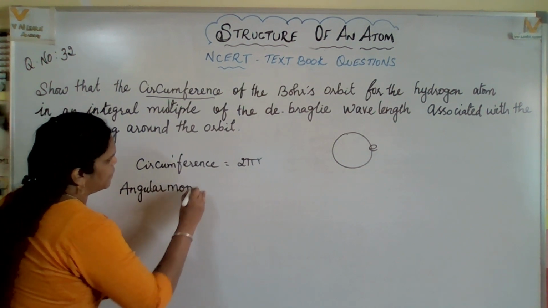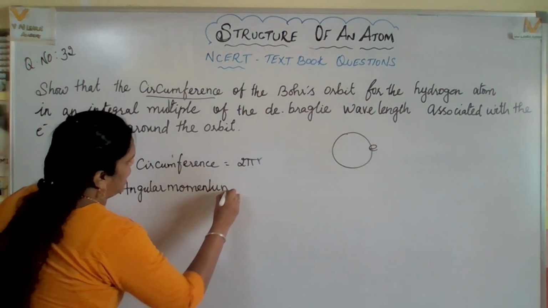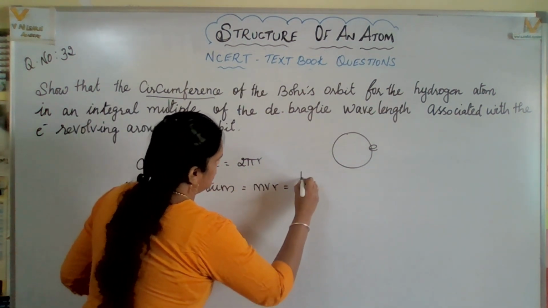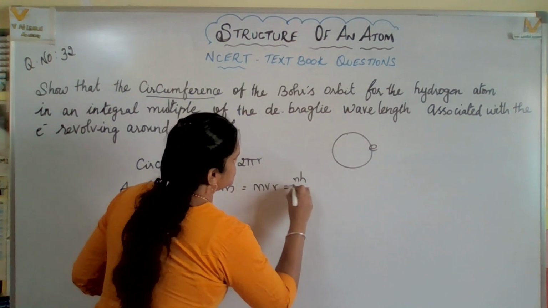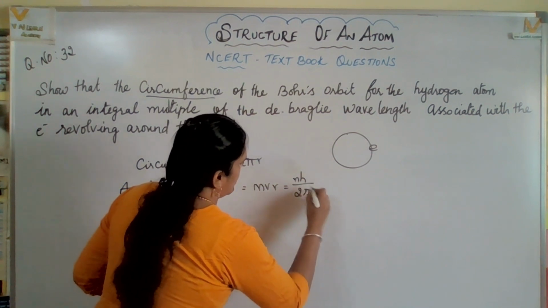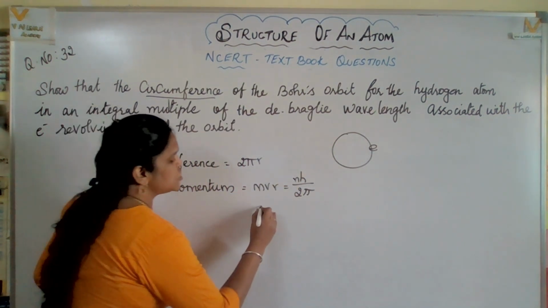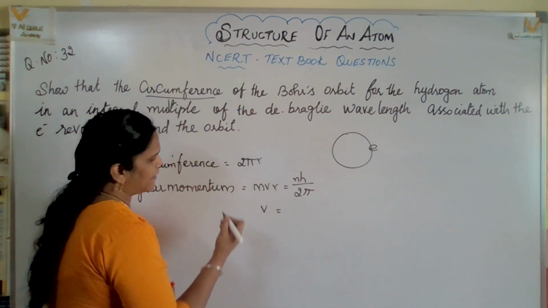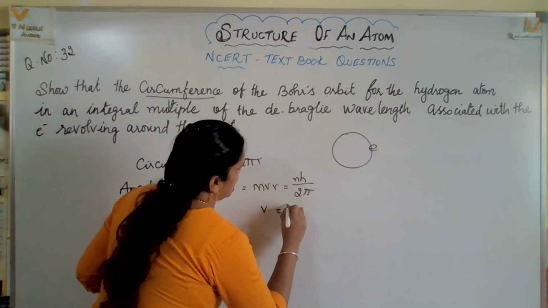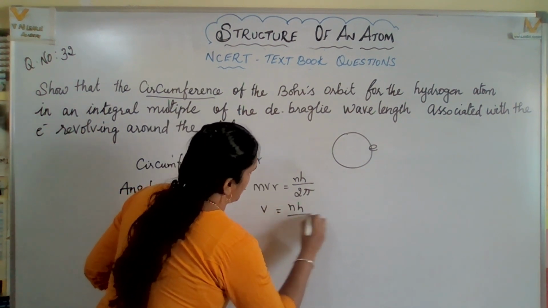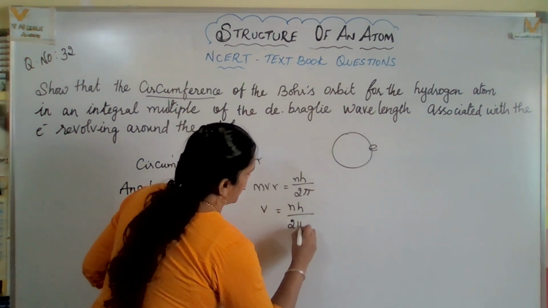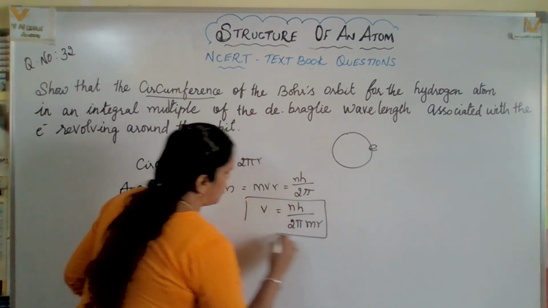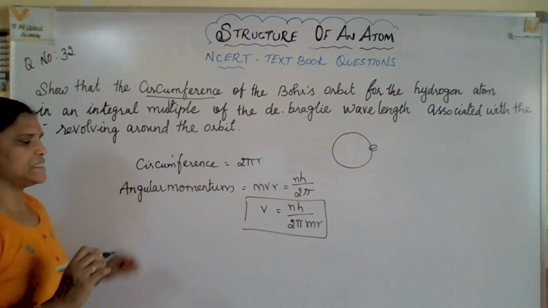Now as we are talking about the circumference, here we have to go for angular momentum. Angular momentum, that is mvr equal to nh by 2 pi. Okay, now we have to find the velocity v. So how can we rearrange this formula? Here v equals nh by 2 pi mr. Shall we write it like this? Okay, now let us keep it as it is.